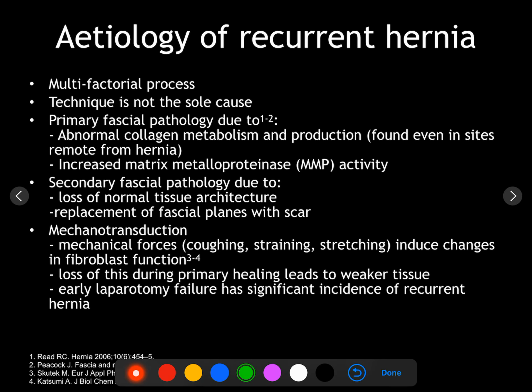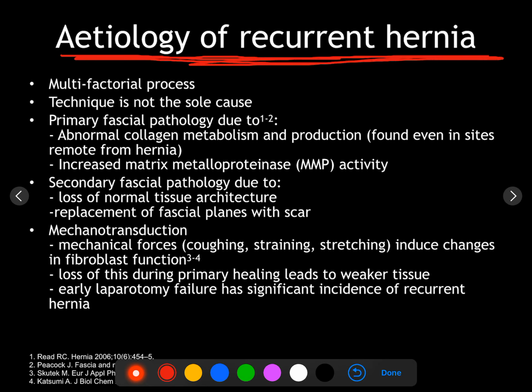In this slide, we will discuss the etiology of recurrent hernia. We have a patient we did a hernia repair for, and he came after 3-4 years with recurrent hernia at the same site. What are the causes of recurrent hernia? It is a multifactorial process. Technique is not the sole cause.